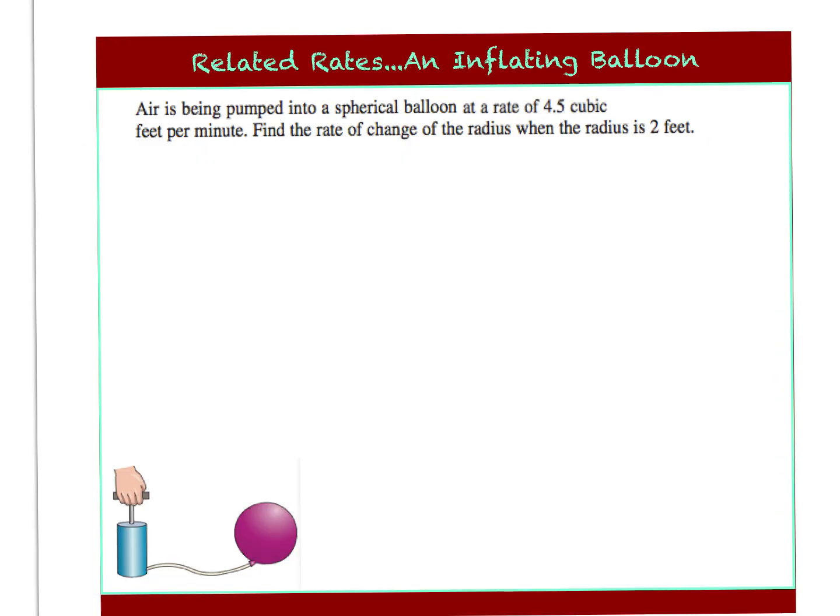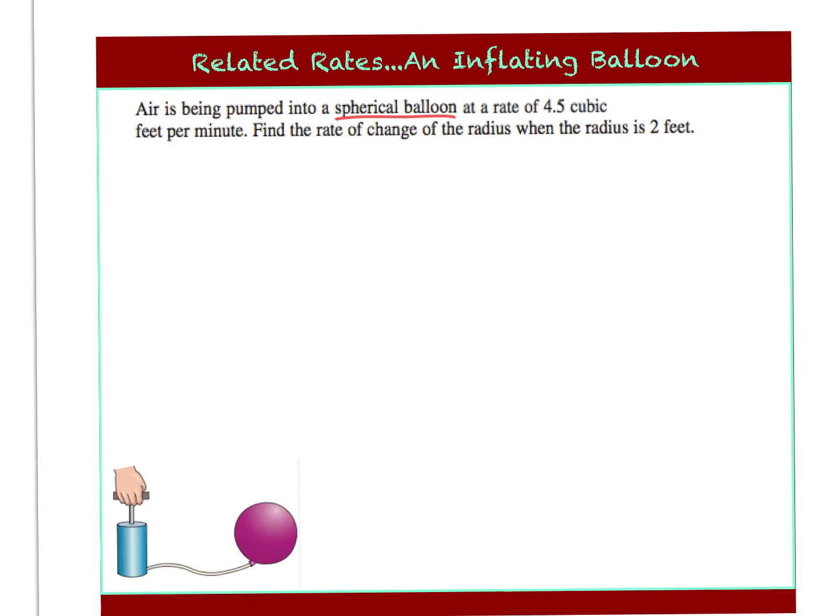Air is being pumped into a spherical balloon at a rate of 4.5 cubic feet per minute. Find the rate of change of the radius when the radius is 2 feet. All right, fantastic. So air is being pumped into a spherical balloon. What is being done here? What's changing? Air is getting pumped. Well, the volume. Volume is changing.